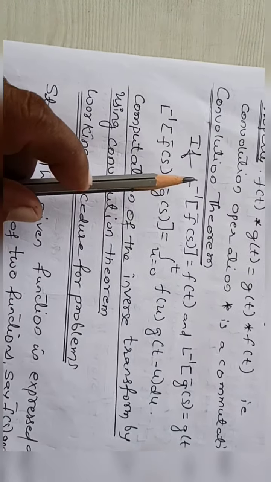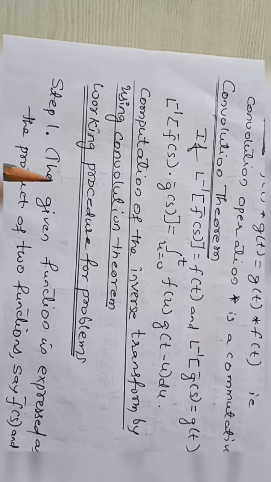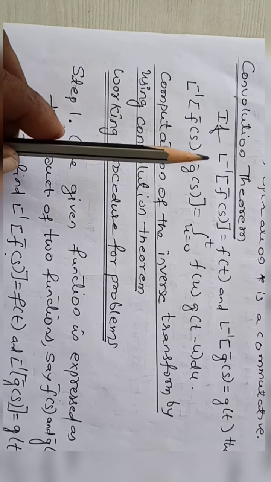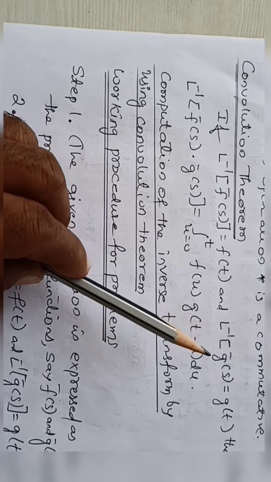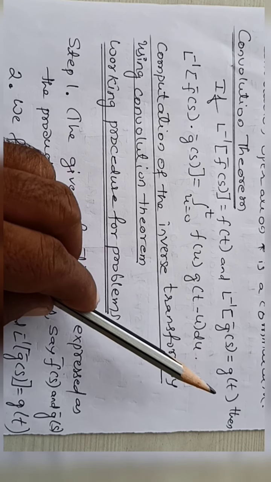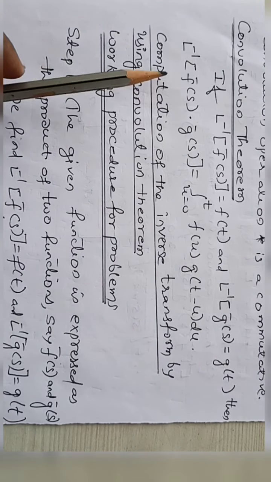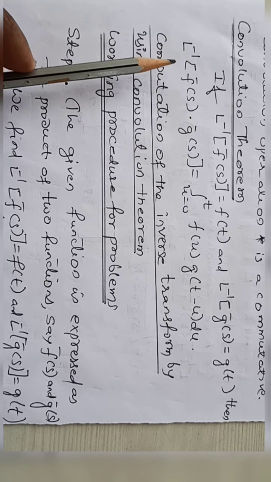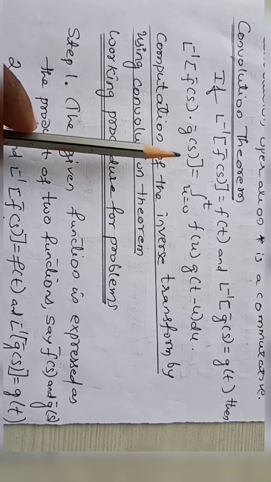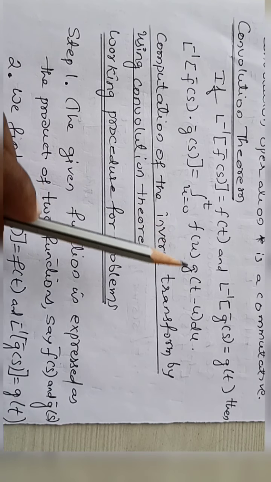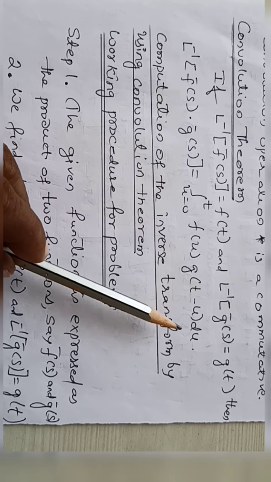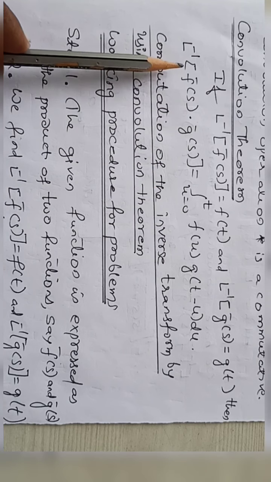Next, convolution theorem. What is that? If Laplace inverse of f bar s is equal to f of t and Laplace inverse of g bar s is equal to g of t, then this is the convolution theorem: Laplace inverse of f bar s g bar s is equal to integration u is equal to 0 to t f of u g of t minus u du. Very important application: computation of the inverse transform by using convolution theorem.